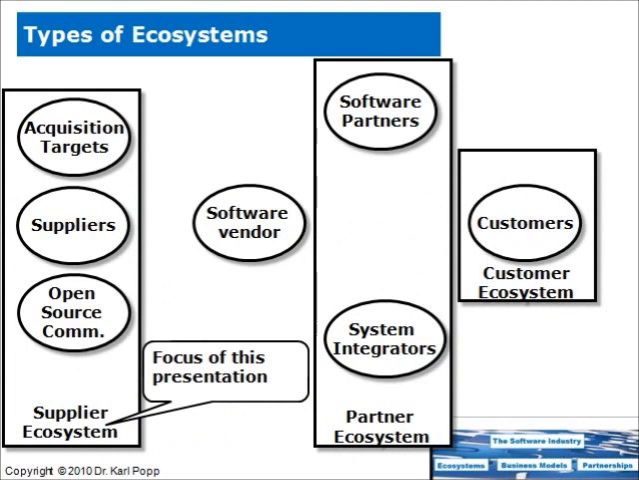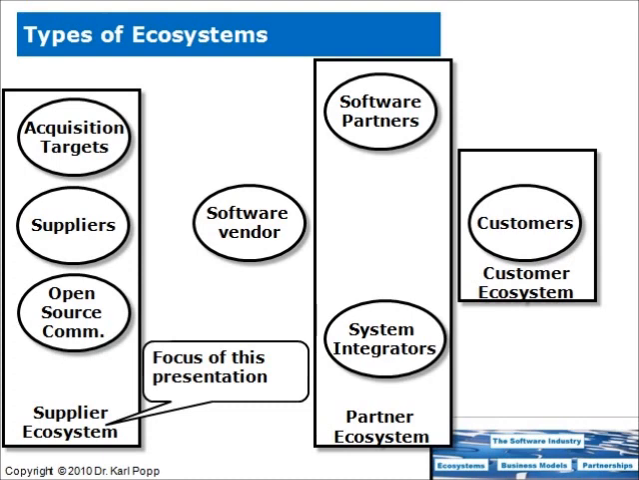So the goal of this presentation is to look at the supply chains. So we basically have to take a subset of the ecosystem here, which we call supply ecosystem, and it contains acquisition targets, suppliers of software, of commercial software, and the open source community.